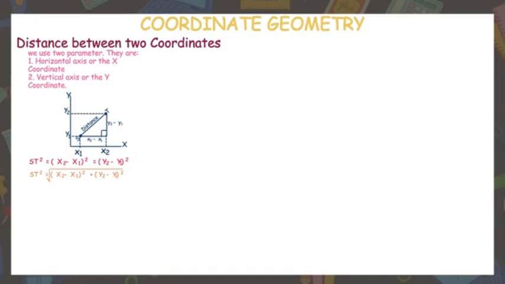Now, if we are to solve a problem, for example, we have to find the distance between point A, where we have it as 1 and minus 2, and point B, where we have it as 5 and minus 5.